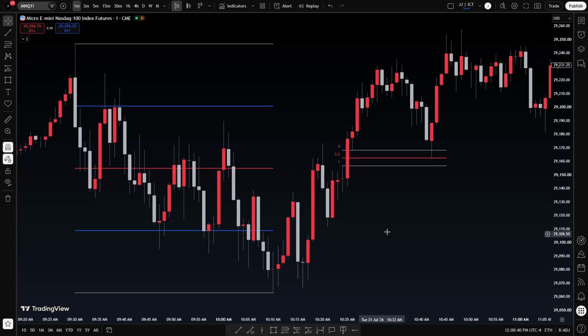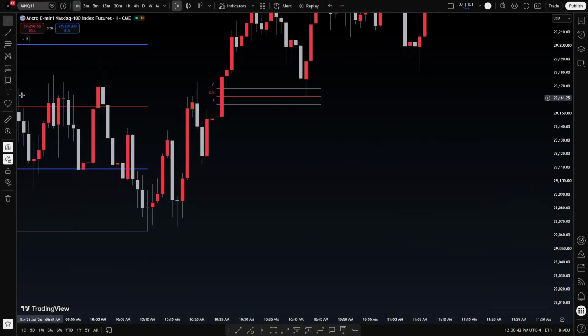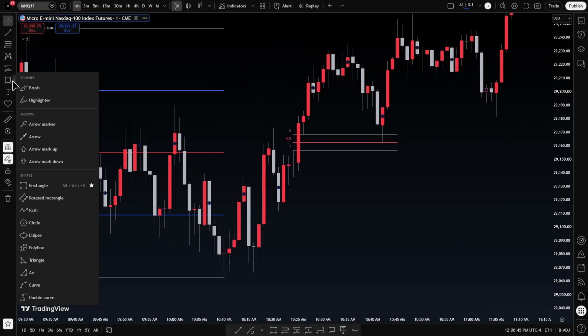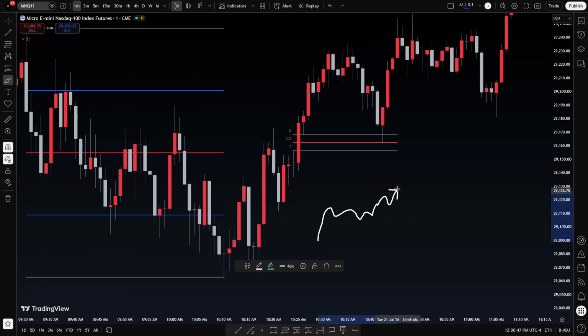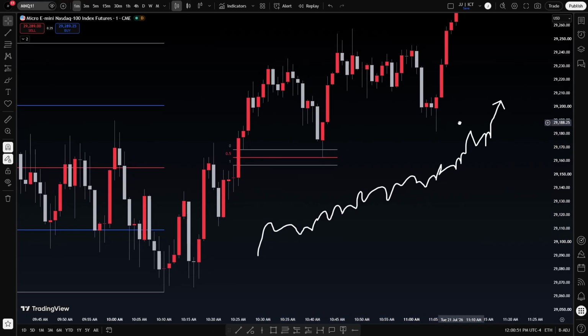It's probably just going to do some BS like this. Hold on, let me get my tool real quick. Just something like this. It might just do this and keep going and keep going, doing some BS like that until it reaches your target.